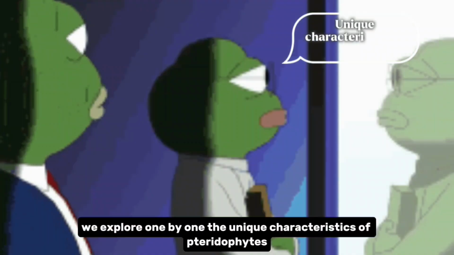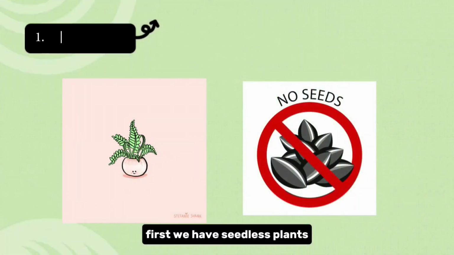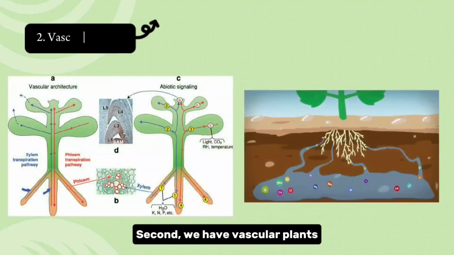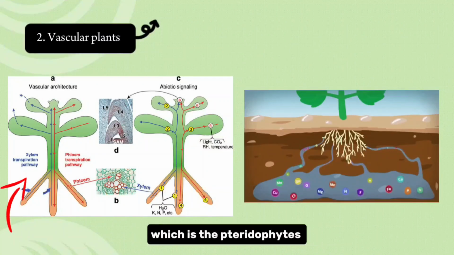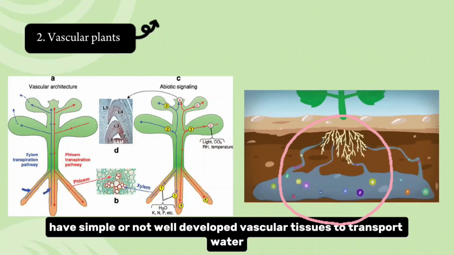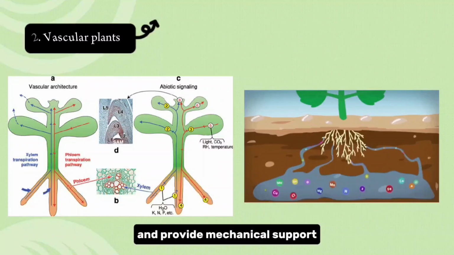Now, let's explore one by one the unique characteristics of pteridophytes. First, we have seedless plants. This means the pteridophytes do not produce any seeds. Second, we have vascular plants, which means the pteridophytes have simple or not well-developed vascular tissues to transport water and nutrients or minerals and provide mechanical support.